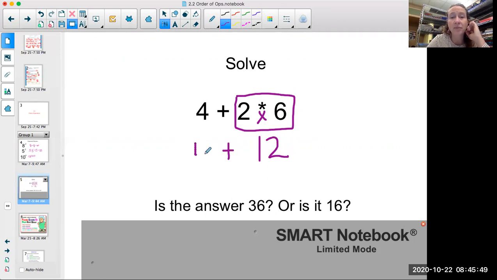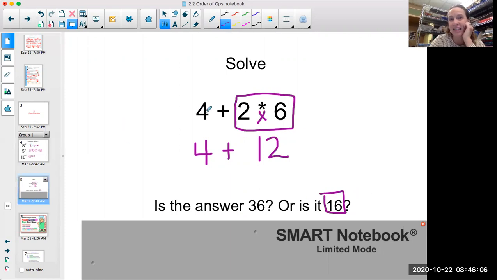4 plus 12. And then you can solve it. And which answer is it? Is it 36? Or is it 16? Yeah, it's 16.